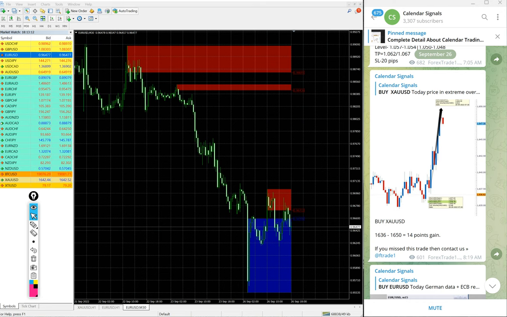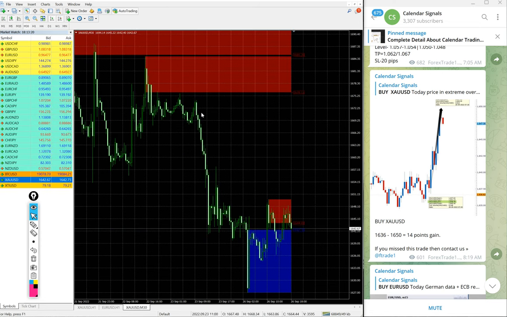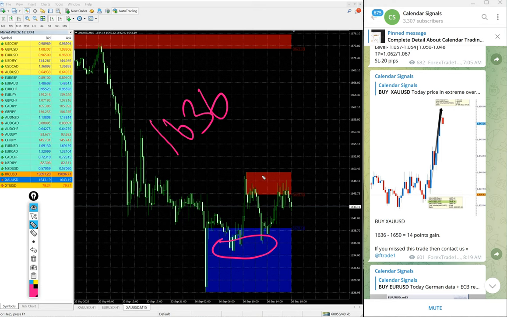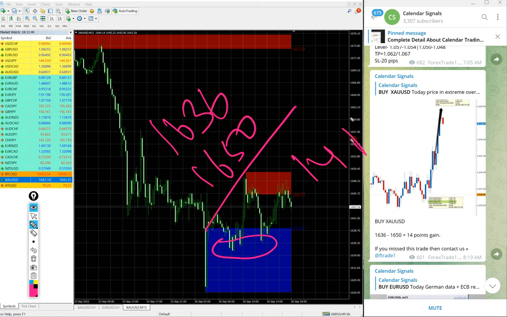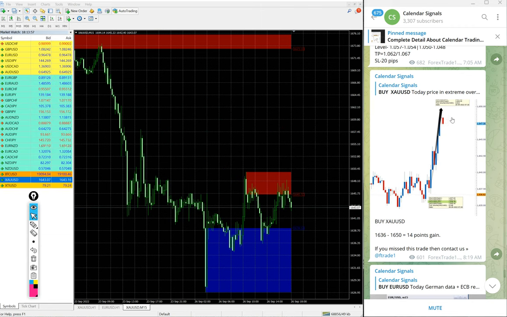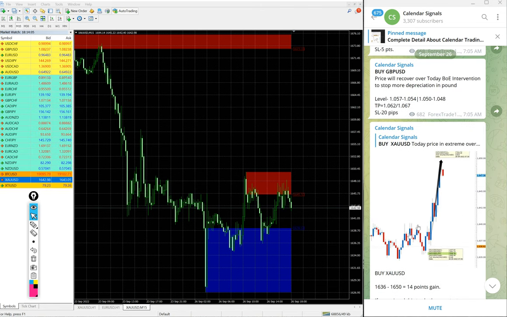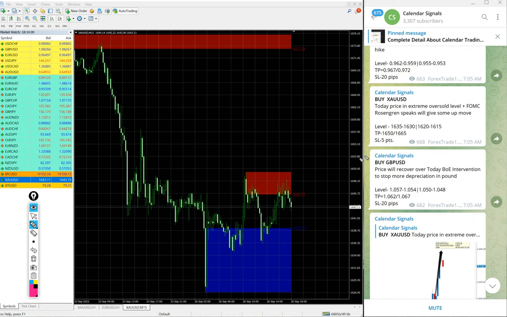And then gold buy XAUUSD. Here is the gold chart. For gold, entry 1636. 1636 is around here. And high traded 1650. 1650 high traded, 14 points gain. Huge profit on gold signal as well. We have seen US oil huge profit, then EURUSD 50 pips gain, and 14 points another big profit on gold buy signal.